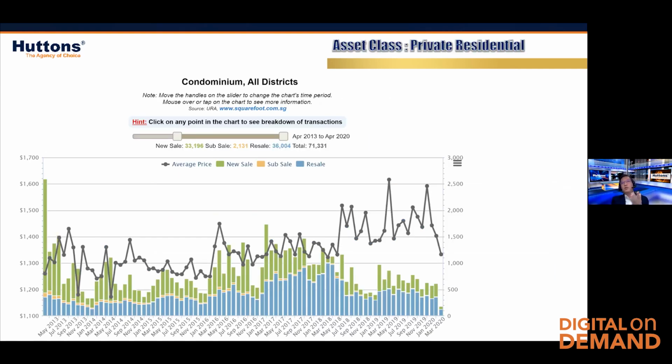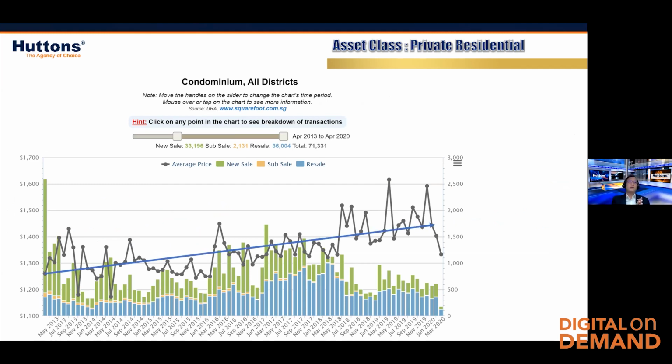Next, I want to focus on the private residential. Okay, so the private residential, this is something which I will cover in a little bit more detail. Now, these are all the apartments that we're dealing with. Okay, this is generally the resale market, as well as those in the sub-sale.